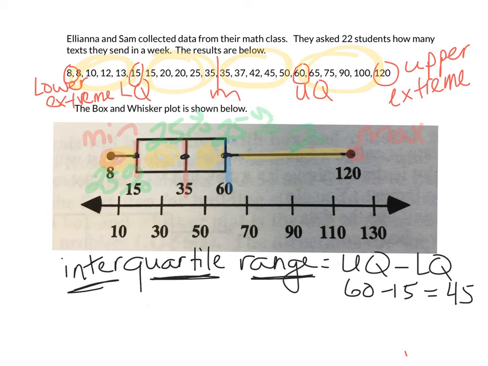I mentioned earlier how you have to be careful not to assume that because one section is longer, that means there's more numbers. It just means they're more spread apart. That's why one section will be longer than another.